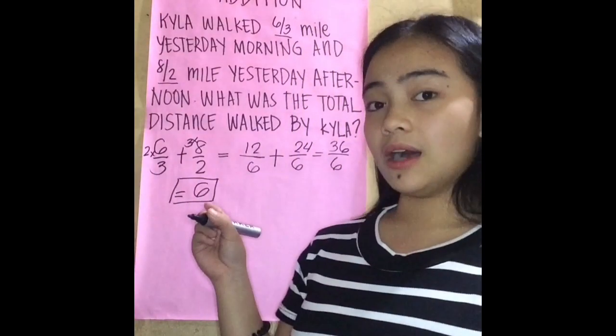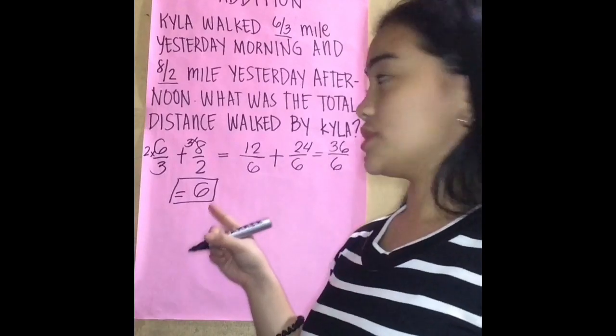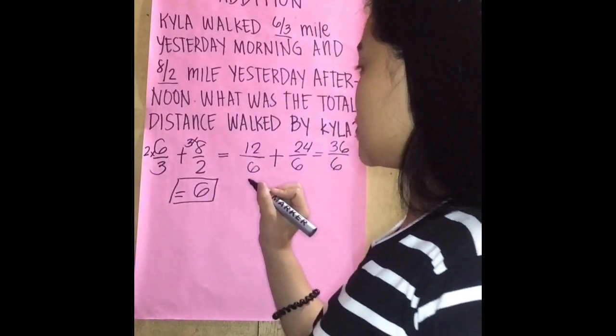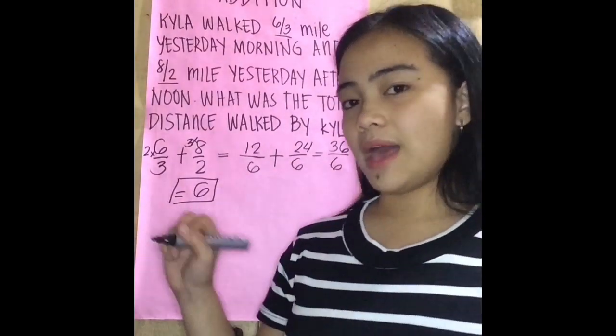So, the answer is 6. The total distance walked by Kyla.